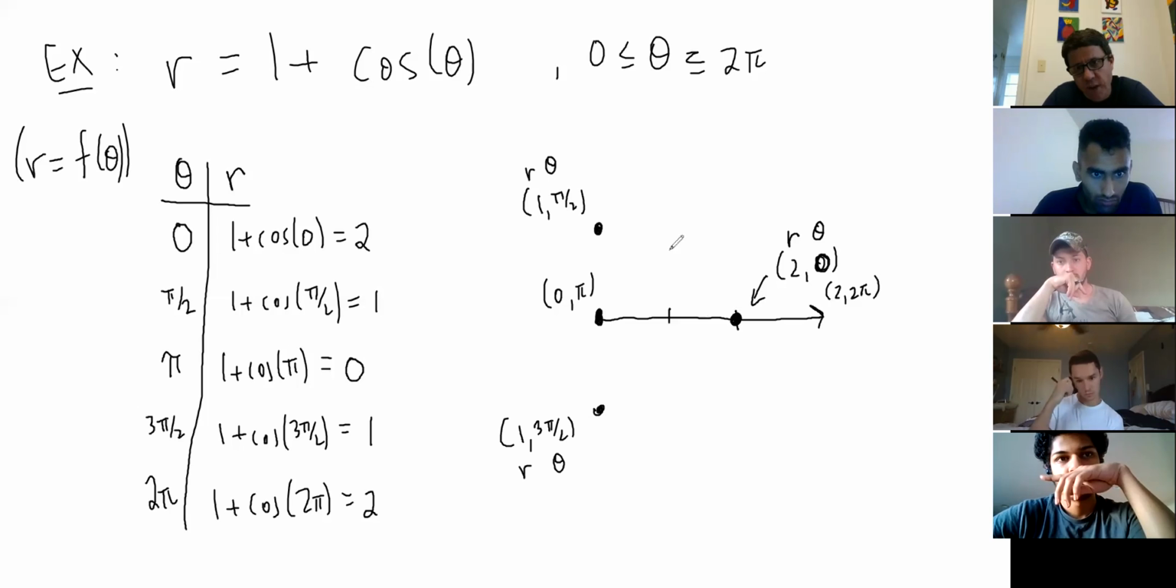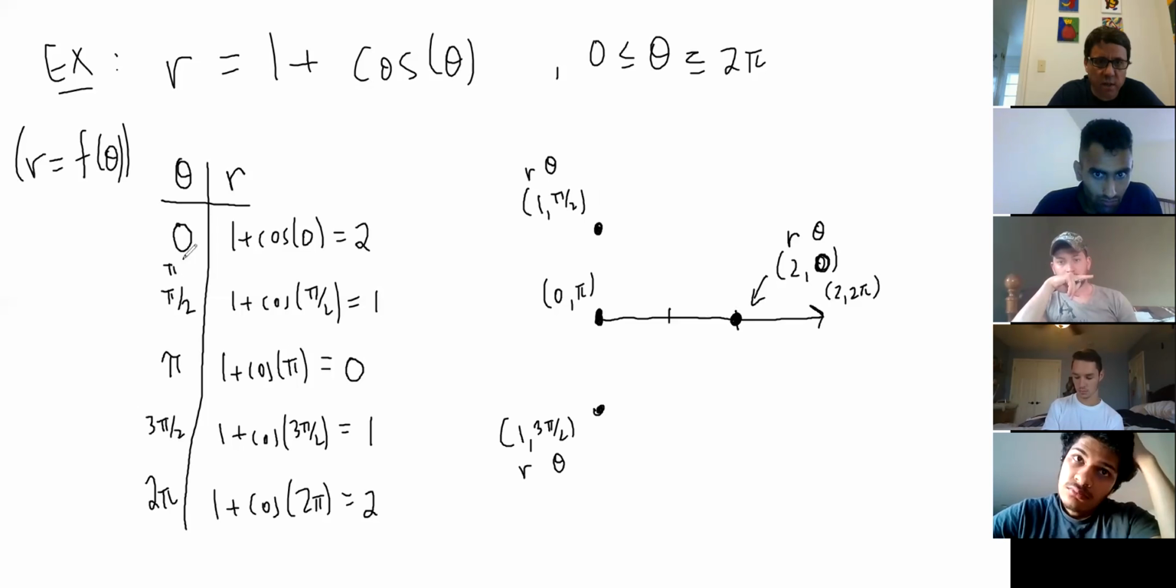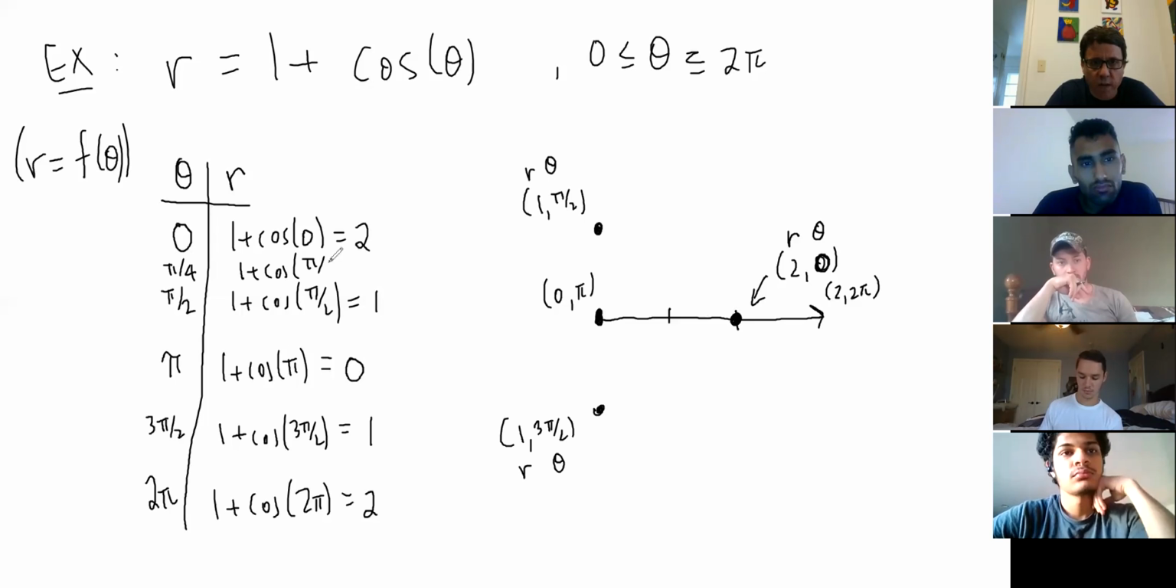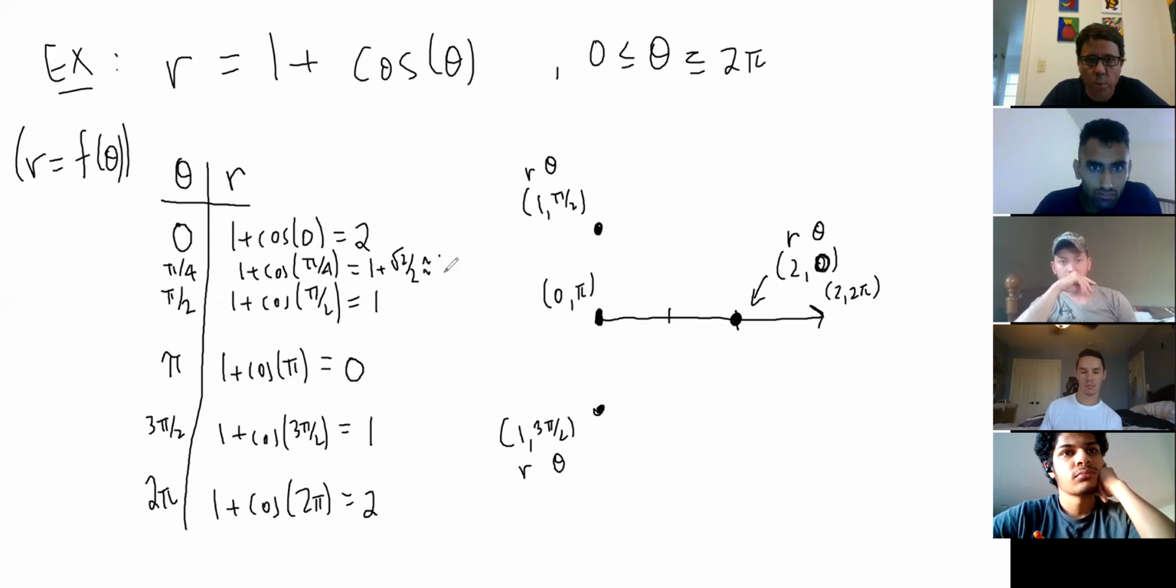Let's try something at 45 degrees. How far do I go out for 45 degrees? Let's see if I can put it in here. At 45 degrees, I get 1 plus cosine of 45 degrees, or pi over 4, and that value is square root 2 over 2. So I get 1 plus square root 2 over 2. If I approximate that, it's around 1.71 units out. So I rotate 45 degrees, and along that 45 degree line, I go out 1.7 units.